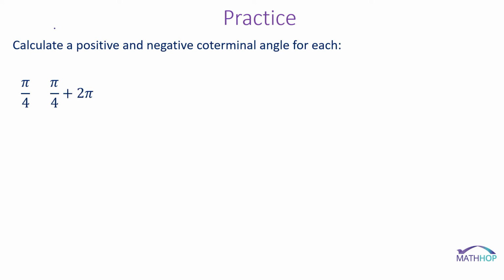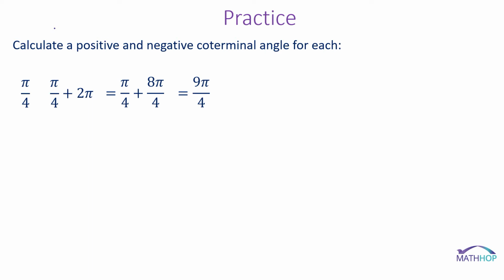Pi over 4 plus 2 pi. Now realize 2 pi does not have a common denominator with pi over 4 because it doesn't have a denominator. So we're going to say 2 times 4 is 8. So 2 pi is equal to 8 pi over 4. So let's rewrite this: pi over 4 plus 8 pi over 4. That's 1 pi plus 8 pi, or 9 pi over 4. That's our positive coterminal angle.